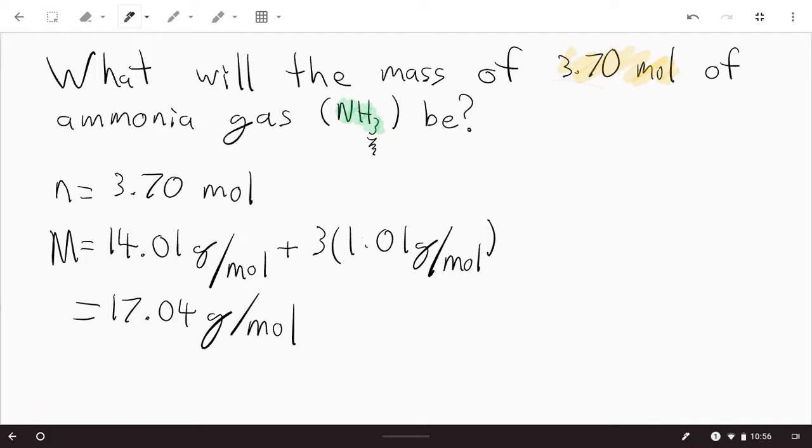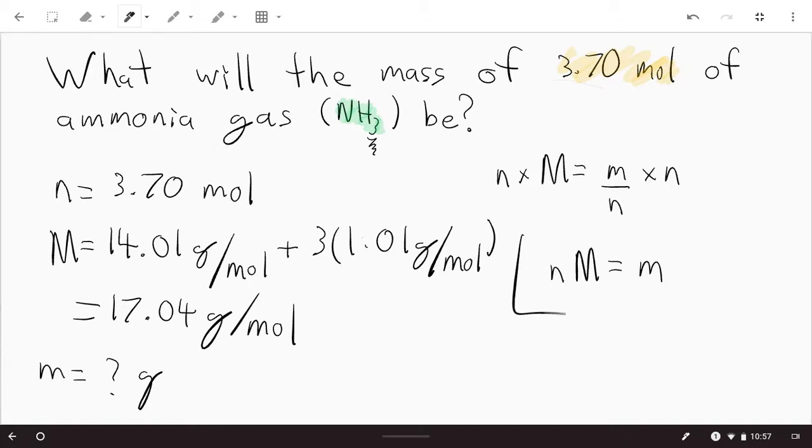Now, first I'm going to show you how to do this using the formula. The formula I want to use here is big M is equal to little m over n. Now, I've been asked to solve for mass. Mass is little m, and it's measured in grams. So I need to rearrange this formula a little bit. I have n on the bottom. I don't want that, so I need to multiply both sides by n. So moles times molar mass will be equal to mass. That is the formula we need to use.